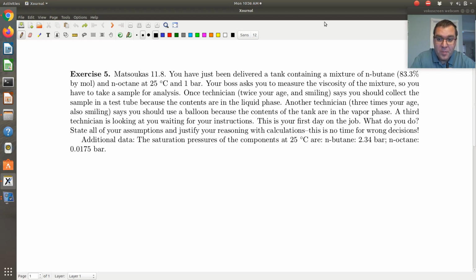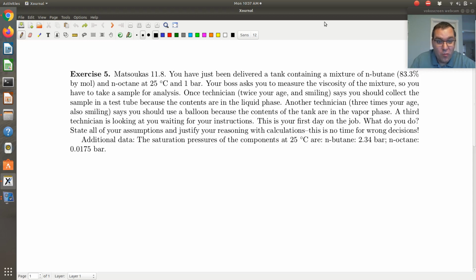What do you do? State all of your assumptions and justify your reasoning with calculations. This is no time for wrong decisions. And at 25 degrees C, we're provided with the vapor pressure of each component. So basically, we have a mixture at 25 degrees C and 1 bar, and we need to know what phase we have: vapor, liquid, or two phase.